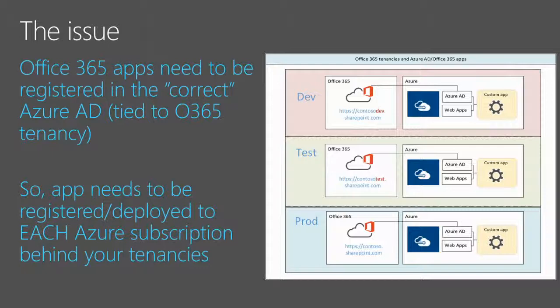And these apps need to be registered in the right Azure AD for the environment. So it needs to be registered in the dev one, it needs to be registered in the test one, and it needs to be registered in the production one. And it needs to be deployed to 3 different places. And that's kind of complicated. It's doable, you could manage that. But it does start to become complicated if you have multiple Office 365 environments. Now, I gave this some thought, and I thought there must be a better way, right?